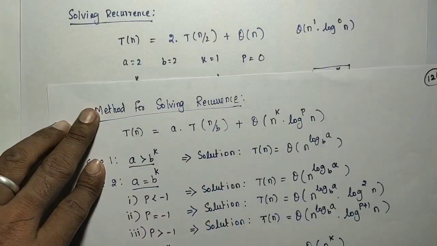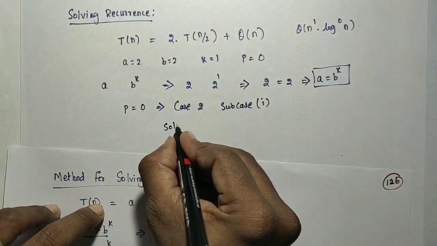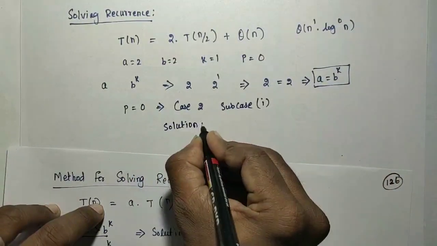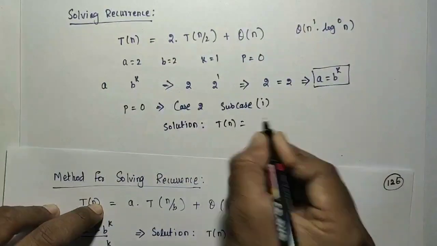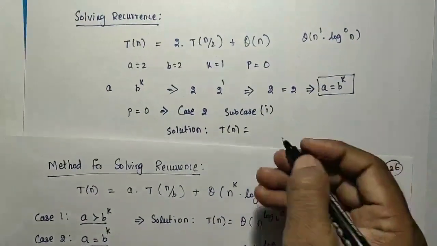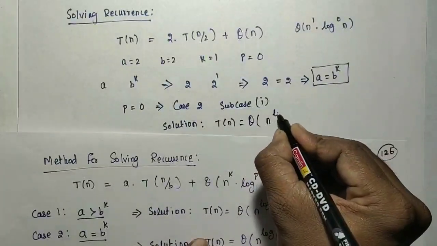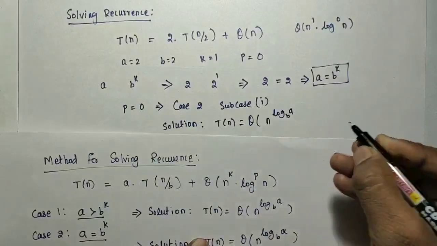So if p is less than minus 1, the solution is, just you write down, copy that solution. That is, this is the case that the corresponding solution is T of n equal to theta of n power log a base b.